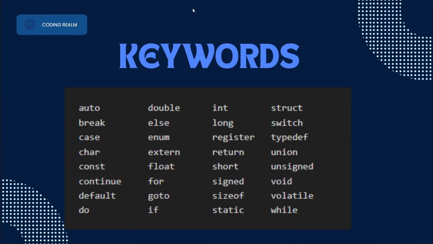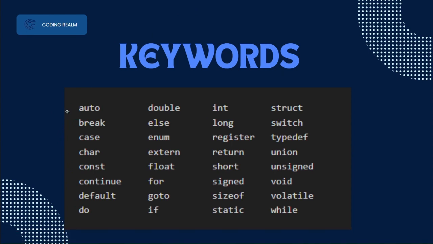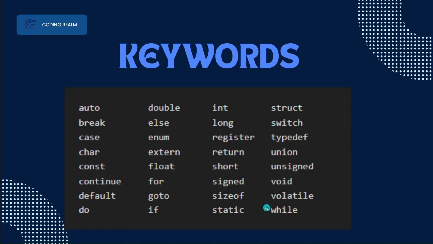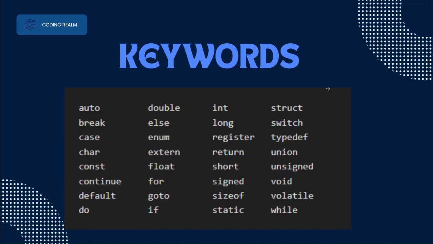Now let's see the keywords in the C programming language. These are the keywords in C: auto, break, case, char, const, continue, default, do, double, else, enum, extern, float, for, goto, if, int, long, register, return, short, signed, sizeof, static, switch, typedef, union, void, while, volatile. We need to use these keywords when we write code in C. We will use them in other videos when we solve problems or examples.